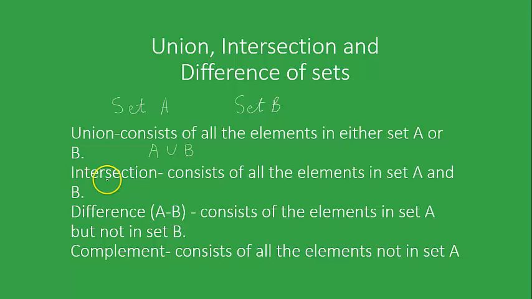The intersection is a set consisting of all the elements in set A and set B. In the mathematical notation it is written as A intersection B. The difference A minus B is a set consisting of all the elements in set A which are not in set B and is represented as A minus B.